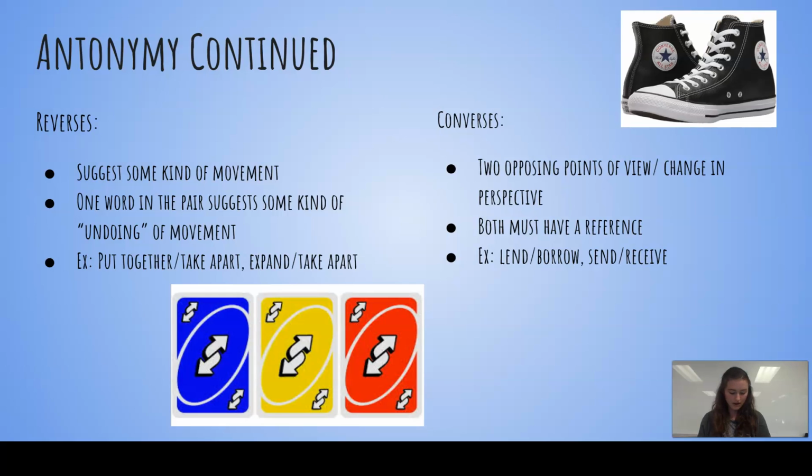And then a fourth and final subcategory of antonymy is converses. These are two opposing points of view or change in perspective. So for one member of the pair to have a reference, the other must as well. Lend, borrow display this relationship because they reference and contrast each other.